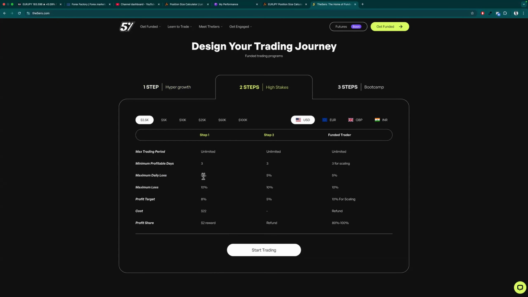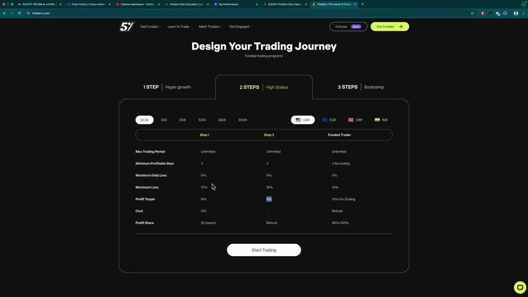On two steps, it's different. It's maximum daily loss. That means it's not just you can't trade for the day, it's that the account is gone. But that's 5% again. And the maximum loss is 10%. I hope that is clear. The maximum loss is 10%, profit target 8%, on the second step 5%.